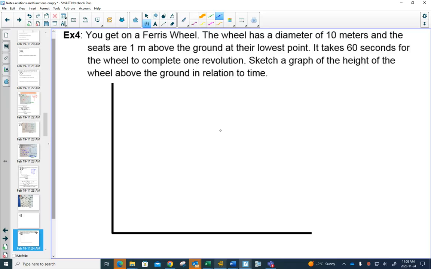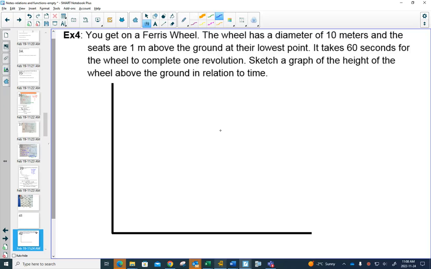So you get on a Ferris wheel. The wheel has a diameter of 10 meters, and the seats are 1 meter above the ground. That's always good. It's not good to have the seats run into the ground. And it takes 60 seconds for the wheel to go all the way around. Sketch a graph of the height of the wheel above the ground in relation to time.